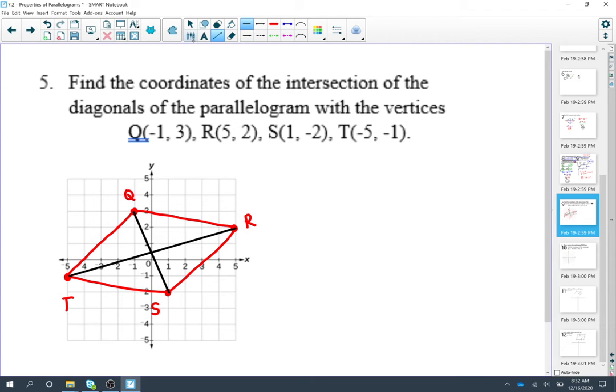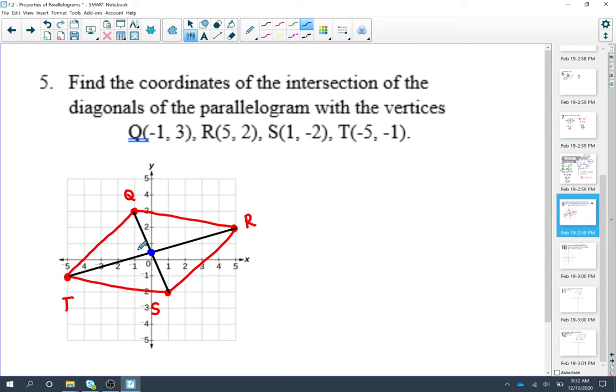Now, if I'm looking at that intersection, it looks like it's about right there. So I could probably estimate or guesstimate that that's at 0, 1/2. But what if it's at 0, 1/3 and my picture's just off? Or what if it's at 0, 1/4 and my picture's just off? How could we algebraically prove that?